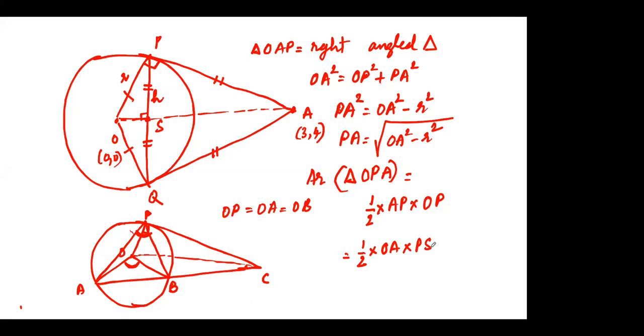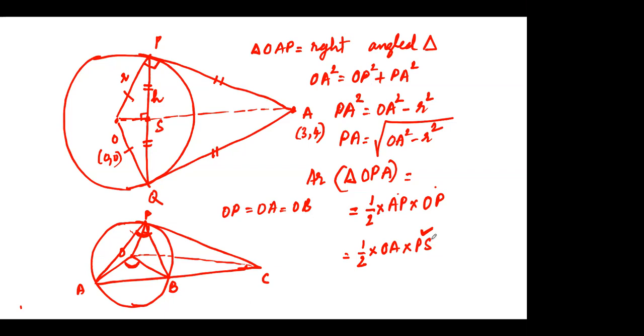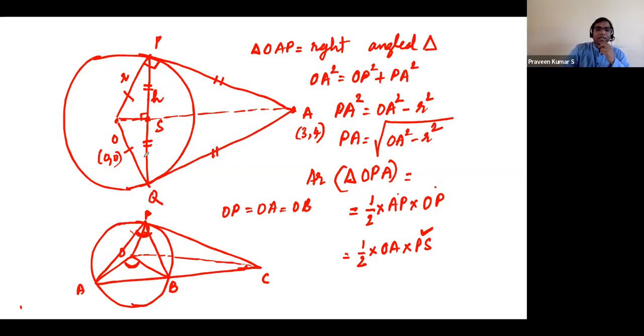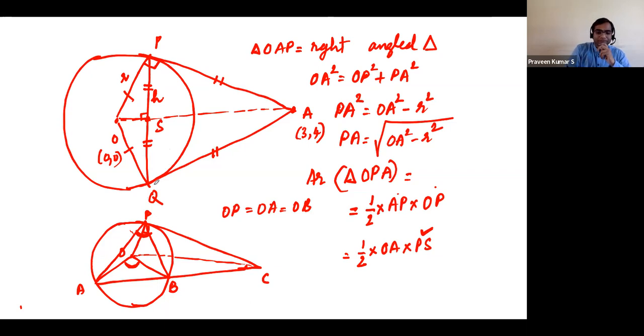Now here, if you observe, PS is something which you don't know. You know AP, you know OP, you know OA. So by equating these two, you can calculate the value of PS. And once you know the value of PS, can you say that double that will be the length PQ? Yes, sir. So you can calculate the length of PQ also.